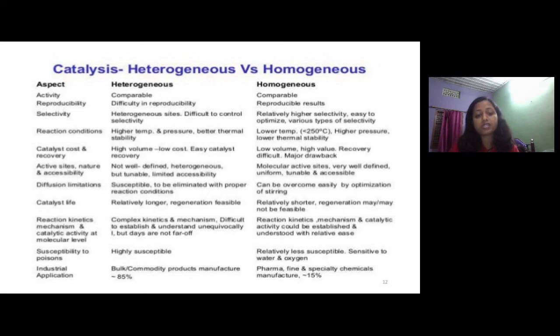Reaction conditions: heterogeneous catalysts need higher temperature and pressure and have better thermal stability, but homogeneous has somewhat lower thermal stability. It acts at lower temperature and higher pressure. Then there are so many differences. You can look at this slide and you will know about the differences between heterogeneous versus homogeneous catalysis.